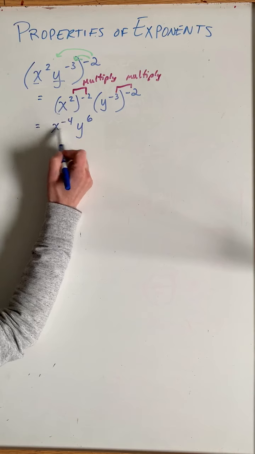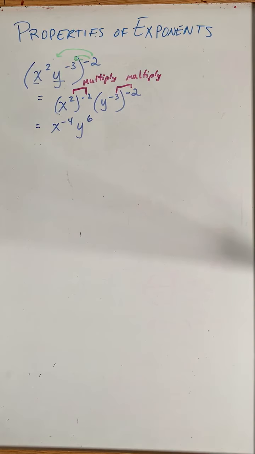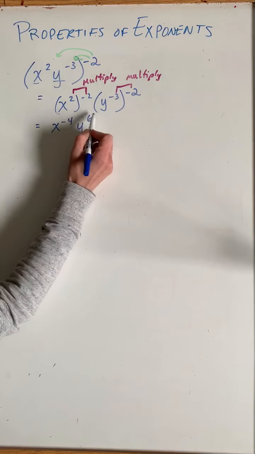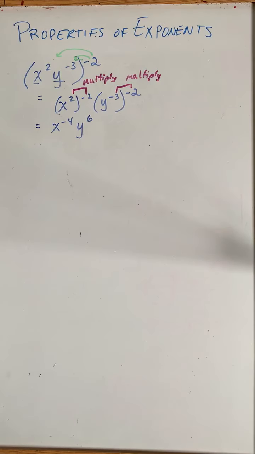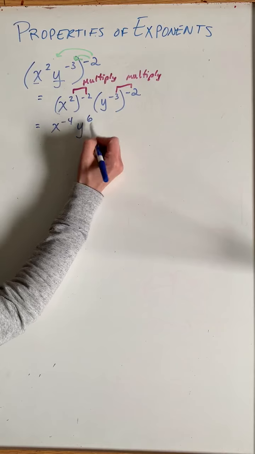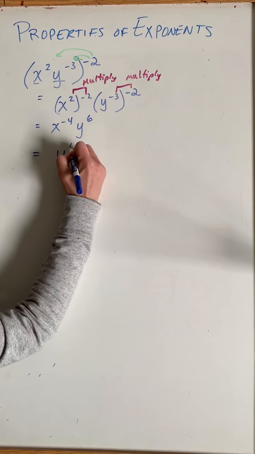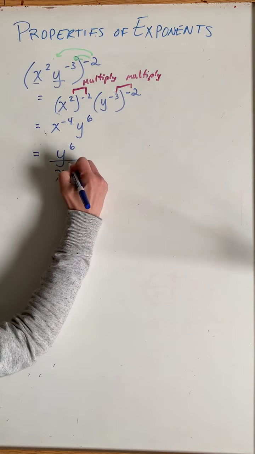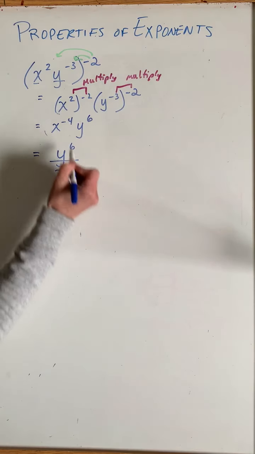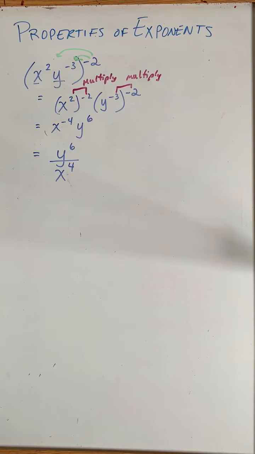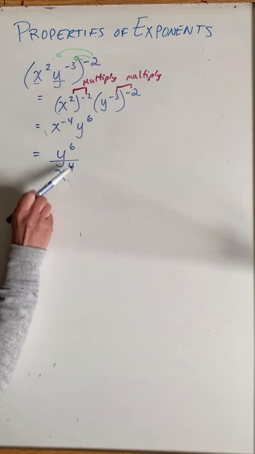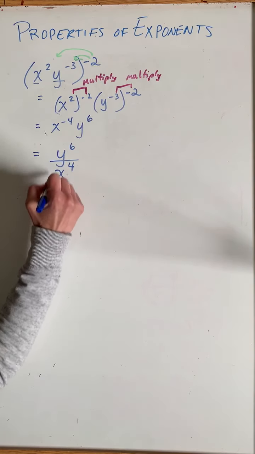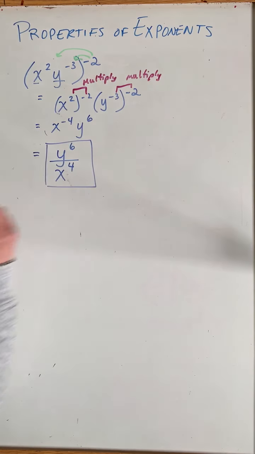So anything with a negative exponent, remember we said, is going to move. If it was in the numerator, we'll move it to the denominator. If it's in the denominator, we'll move it to the numerator. If it already has a positive exponent, we're just going to leave it. So we're going to leave the y to the sixth because that exponent is positive. And we're going to take x to the negative fourth and move that to the denominator, and that turns that 4 from a negative 4 to a positive 4. Now all of my exponents are positive. I only have one x and one y as a base. So that would be my final answer.